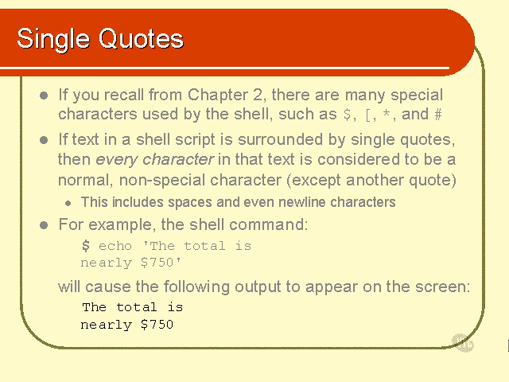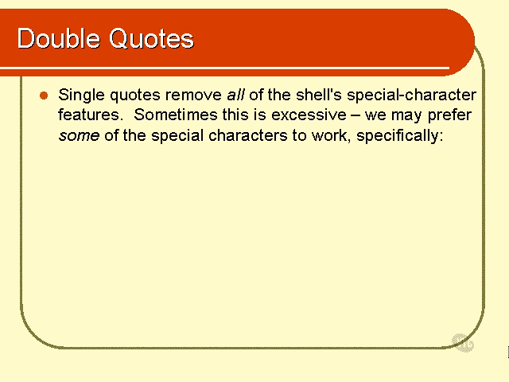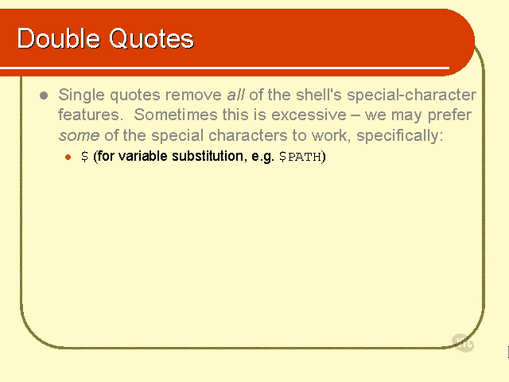Now let's have a look at double quotes. When you think you've got your head around all that, double quotes come along and mess up the picture a bit. I mentioned that single quotes actually remove all of the shell's special character features. This is okay, but sometimes it's a little excessive. As a convenient shorthand, we may actually prefer some of those special characters to work, and the ones that I'm talking about are using the $ sign for variable substitution. So we may like the $ sign to remain special.